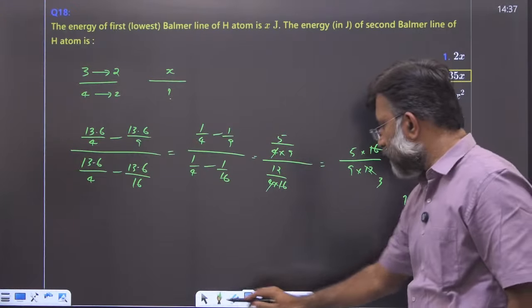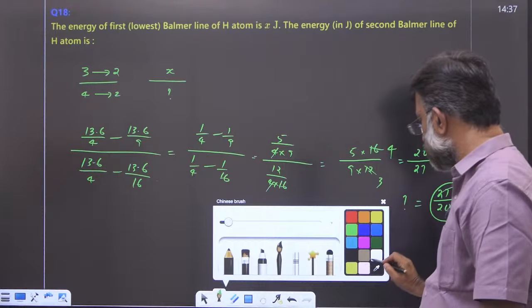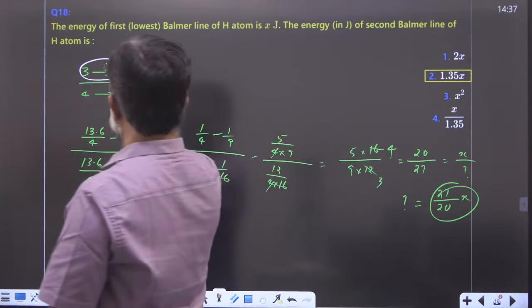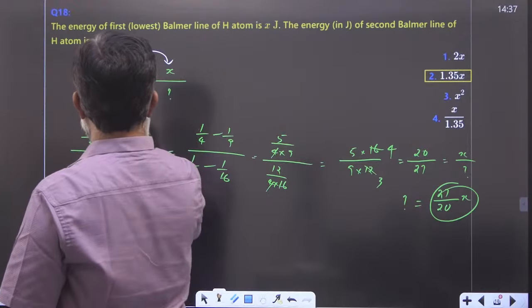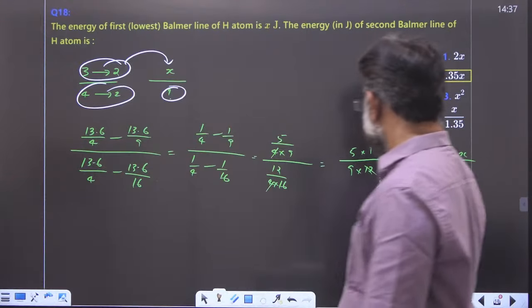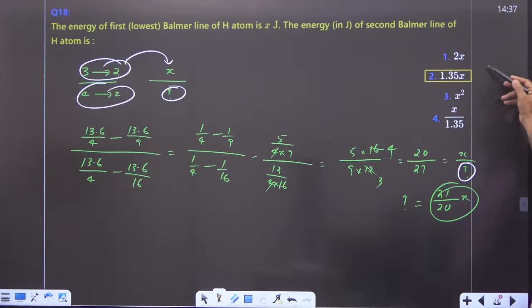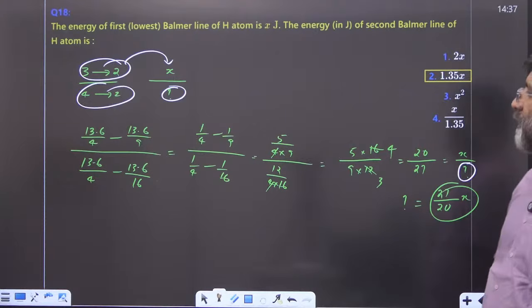If this transition is x, the question is what this transition is. So we get 20 by 27. That is x by that value. So that value will be 27x by 20. Slightly greater than 1.35. There is only one such choice. Second choice is the correct answer.